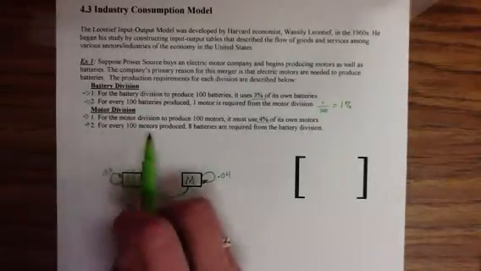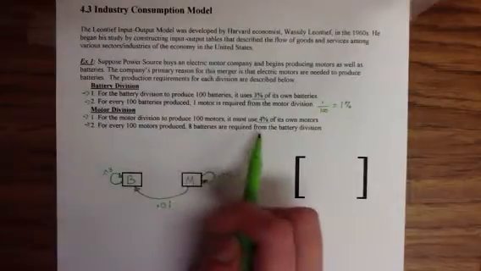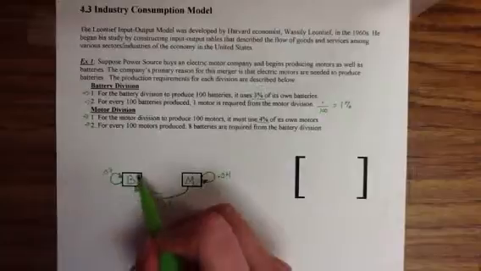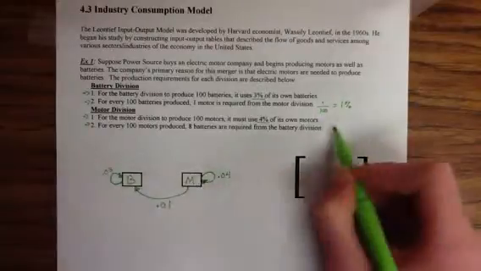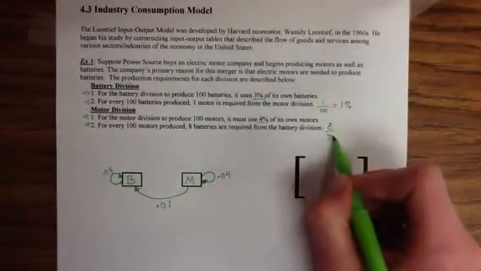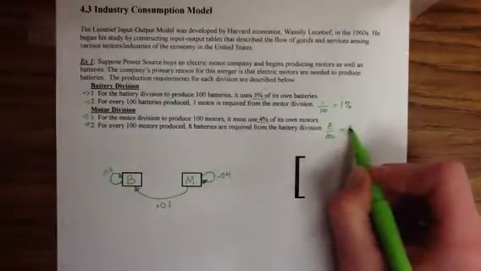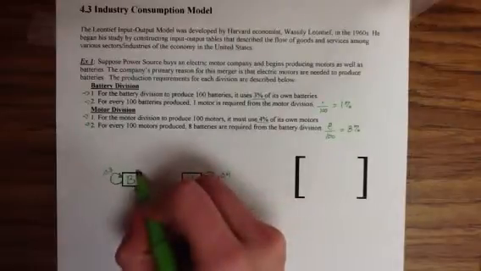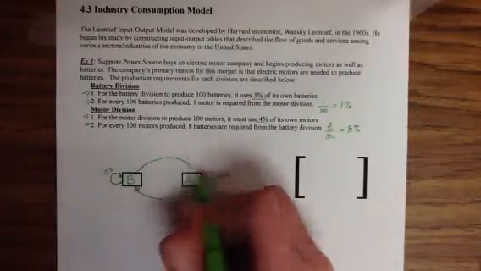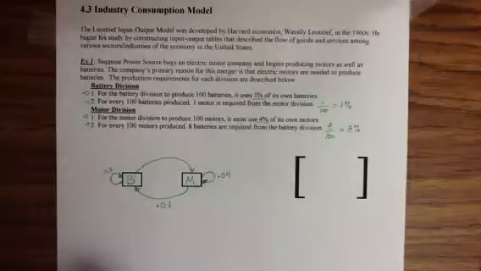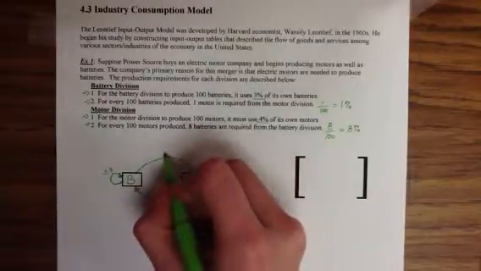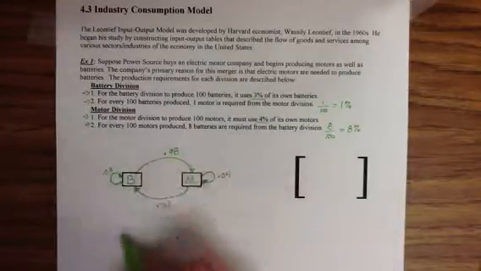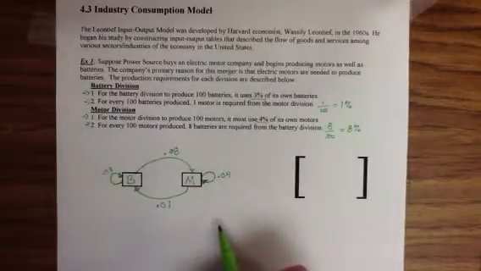For every 100 motors produced, 8 batteries are required from the battery division. So we're taking batteries from the battery division and using them in the motor division. So that's another 8 out of 100, because they didn't give us a percent here, which is actually 8%, but we're going to use the decimal rather. So the batteries are coming out of the battery department and going into the motor division. And we're going to label that 0.08. Alright, so this is the model, the consumption model.